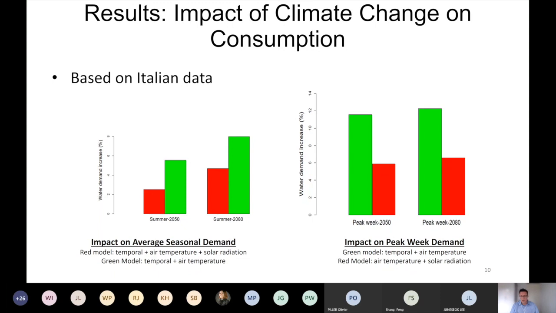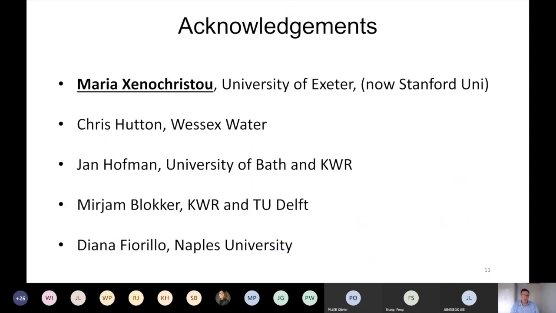Red and green are just different models that we used from our own work, forecasting models, and that's why the differences in values. But what you can see from these graphs is that when you talk about average seasonal demands, they are increasing up to a point. Of course, the further you go into the future, the more they're likely to increase. These increases are not negligible, but they are not terribly high, at least based on this analysis. Having said this, the impact on the peak week demand, on the peak demands, is more pronounced. And this, of course, has implications on the design of these systems or the need to redesign them and to do the associated hydraulic modeling.